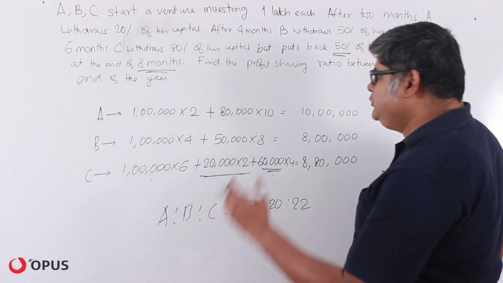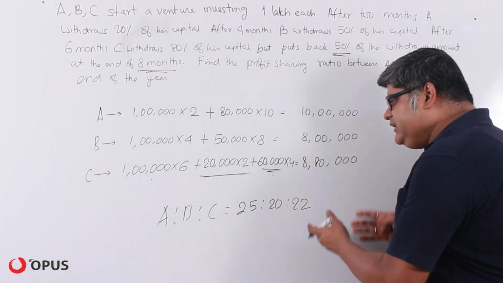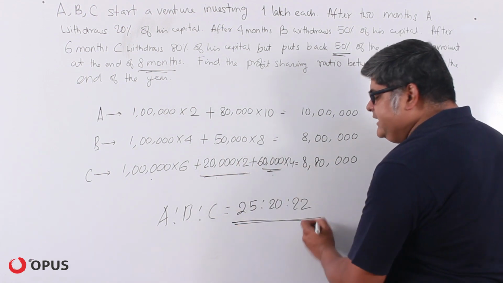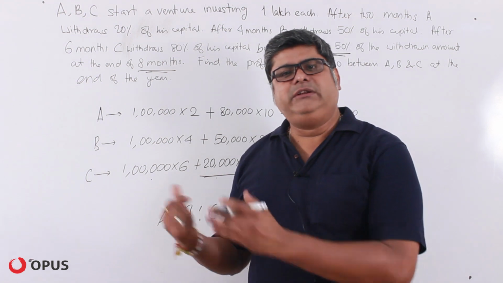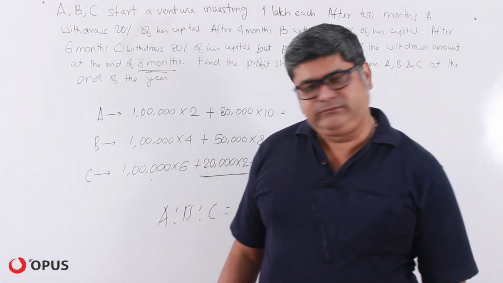Now, to take out the ratio between A, B and C, what we need to do is to take out the ratio of these three numbers. If you do the math, it's coming to 25 is to 20 is to 22. That's how the profits would be shared at the end of the year.